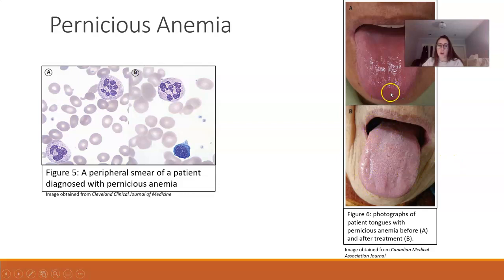So here's just a picture of two tongues. One is before treatment for pernicious anemia and one is after. So you can see here's the glossy tongue that the patient has.